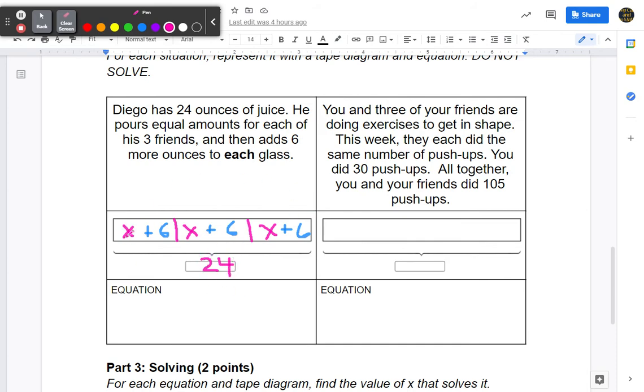So what do we see? We see 3 x plus 6s. So how do we write that? You need 3 times (x plus 6) equals 24.